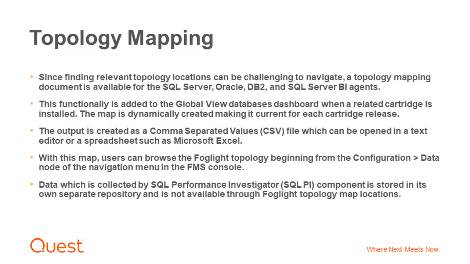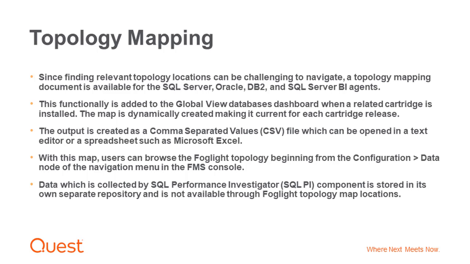Since finding relevant topology locations can be challenging to navigate, a topology mapping document is available for SQL Server, Oracle, DB2, and SQL Server BI agents. This functionality is added to the Global View Databases dashboard when a related cartridge is installed. The map is dynamically created, making it current for each cartridge release. The output is created as a comma-separated values CSV file, which can be opened in a text editor or a spreadsheet such as Microsoft Excel.